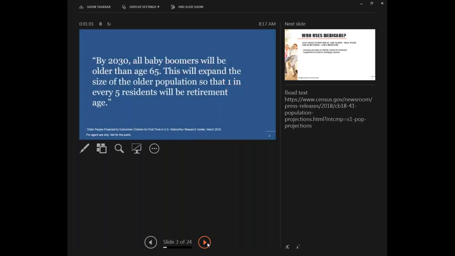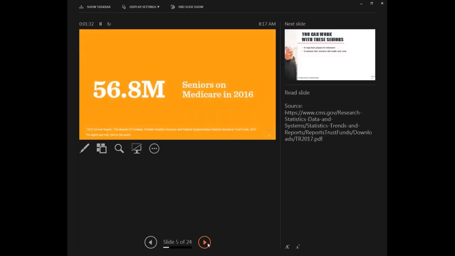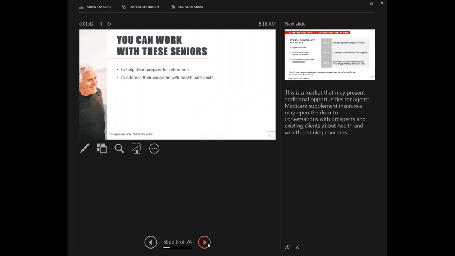So, the reason we're seeing so much sales increase for MedSup is that by 2030, all the baby boomers will be older than age 65, to the point where one in every five U.S. residents will be of retirement age. This is a huge market, huge potential for Medicare supplement sales, and so a huge opportunity. It's because pretty much everyone 65 and older is using Medicare. So in 2016, there were 56.8 million seniors on Medicare, and about 10,000 people are turning 65 every day. So there's no shortage of people to work with.